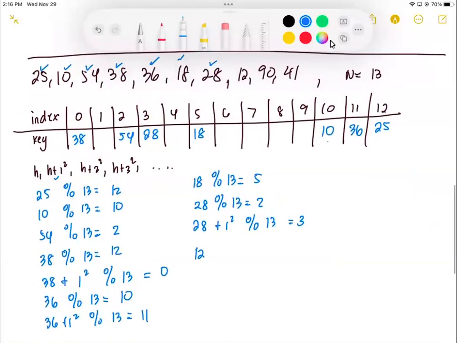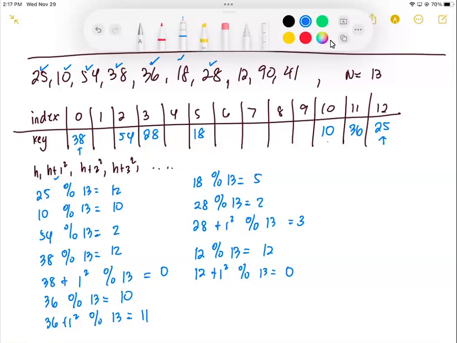Okay, going back. So 12, na, bucket. 12 modulo 13 is equal to 12. So let's look at the 12th bucket. It's actually occupied by 25, so we cannot put 12 in there. So let's do h plus 1 squared. So 12 plus 1 squared modulo 13, and that is just equal to 13, 0 rather, since we only have 13 buckets. Okay, so it's 0. So let's look at the 0th bucket. 38 is already there, so that means we can no longer put 12 in there.